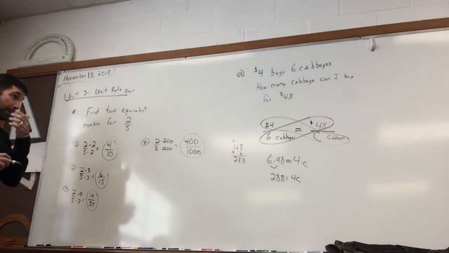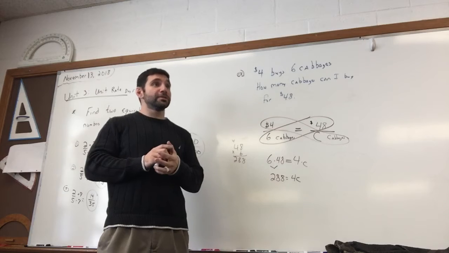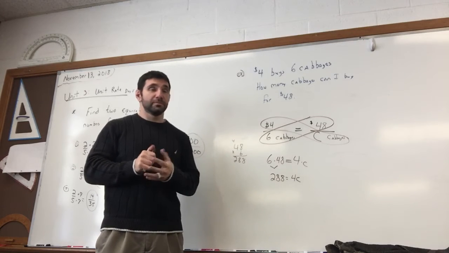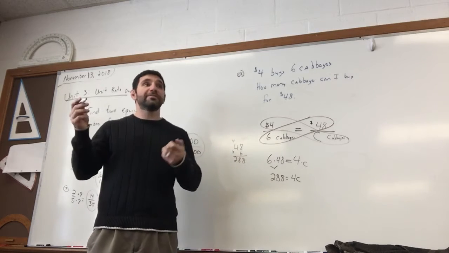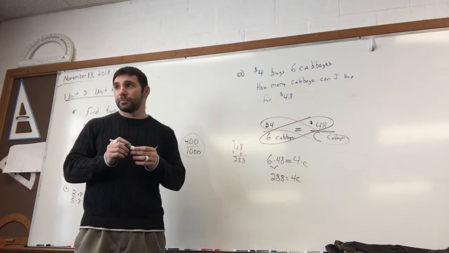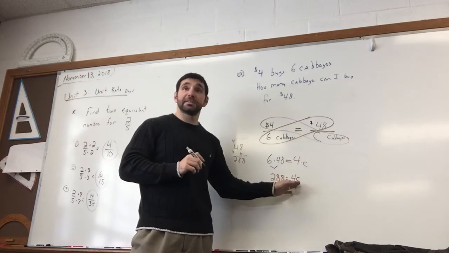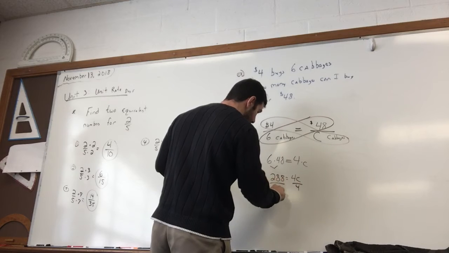Okay, so at this point, we're cross multiplying. Did everybody get to the point where we have 288 equals 4C? Okay, so we're trying to find C, which is our cabbages. What do we have to do at this point? What do we always have to do, Corey? Divide by 4. Divide by the number next to the variable, which is my 4. So I'm going to divide both sides by 4.